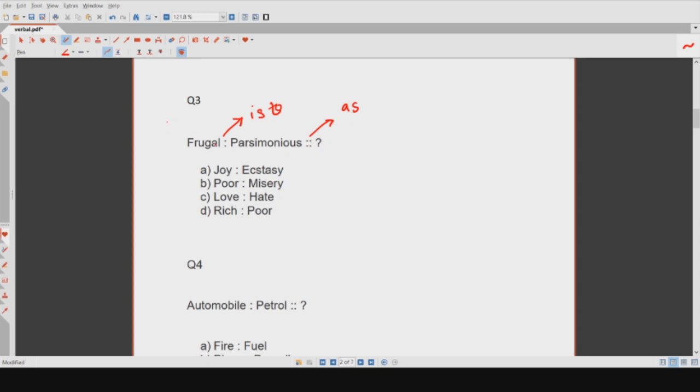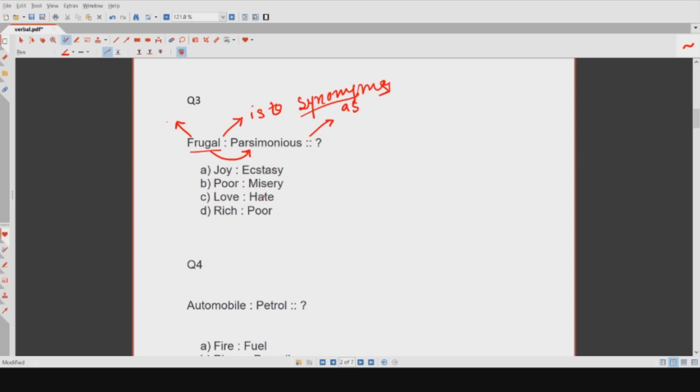So here, what does frugal mean? It means like a person or a thing, a person who is not likely to spend more money. Okay, and parsimonious also means the same. The meaning of parsimonious is very unwilling to spend money or use resources. So, frugal and parsimonious are synonyms of each other. So, the relation between them is that they are synonyms of each other.